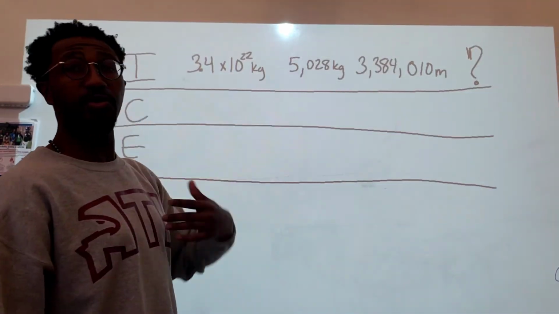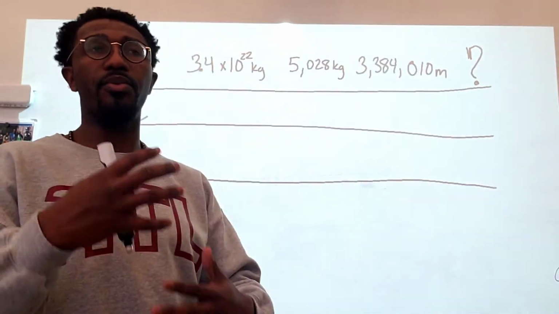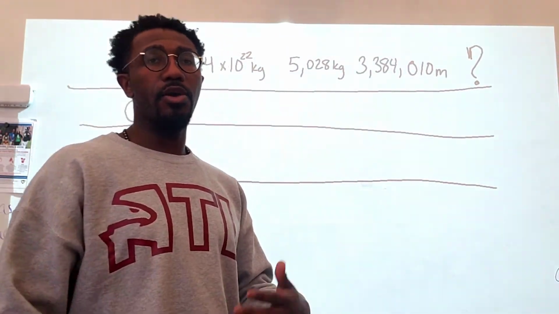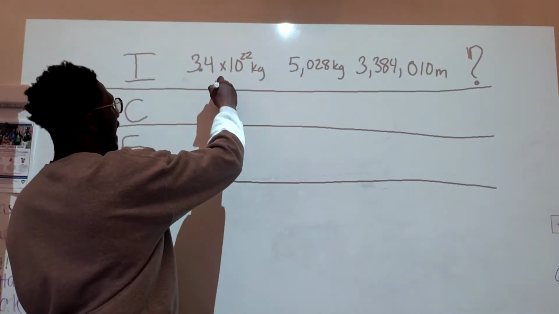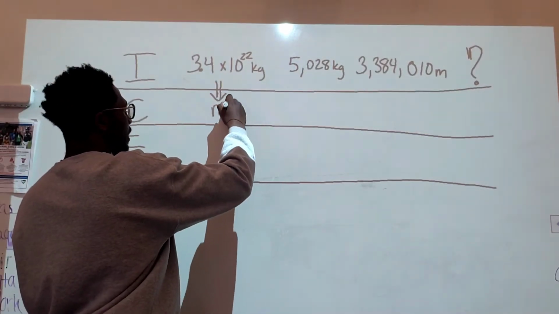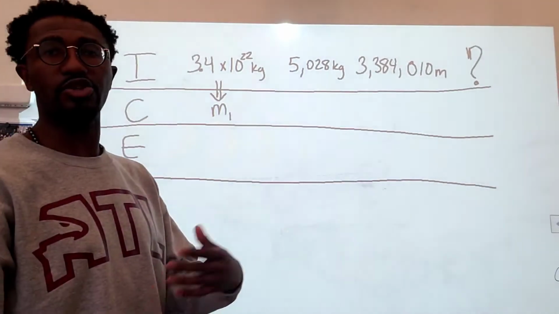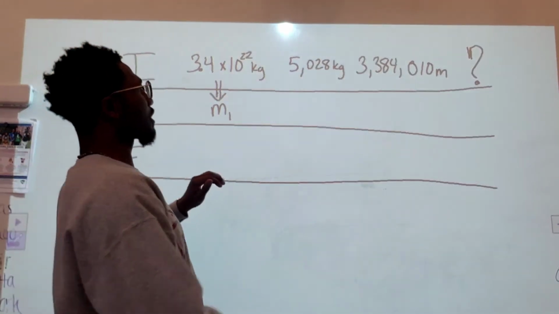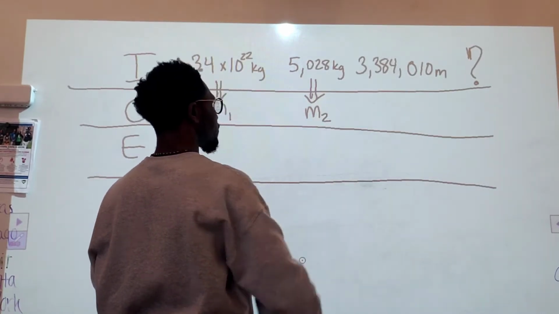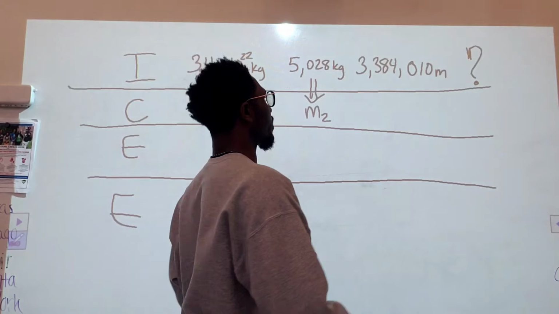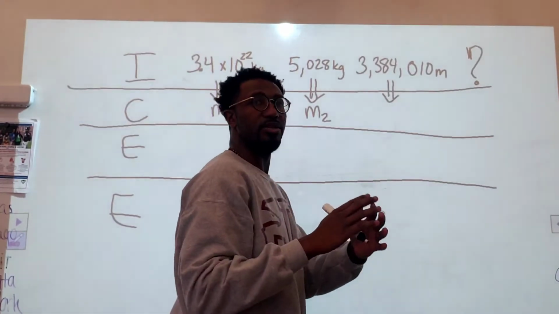Anytime we see kilograms, we know that's going to be mass. But even if you aren't really good at that right now, just make sure you read the problem. So the problem told us this was the mass of object 1. So we're going to label it M for mass and put a little 1 down there because that's mass 1. The problem tells us 5,000 kilograms is the mass of object 2. And it tells us that this 3 million meters is the distance apart.